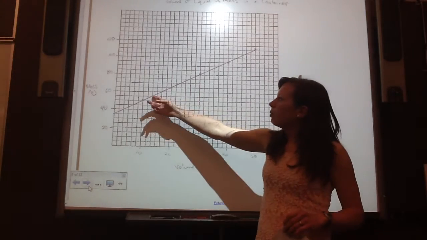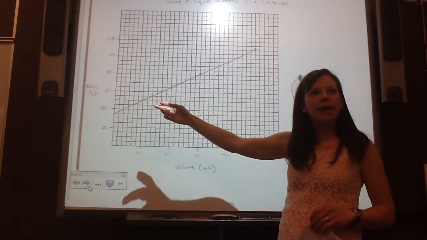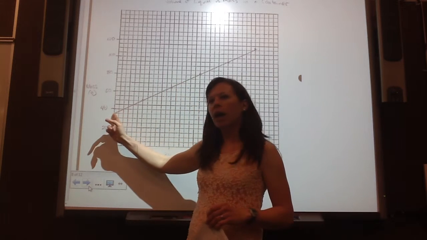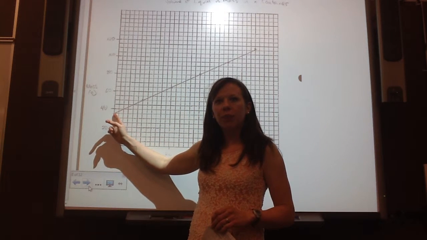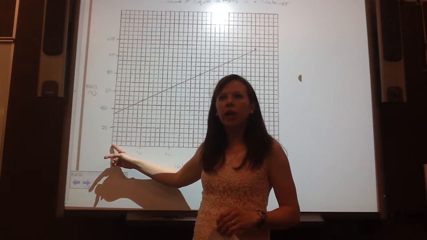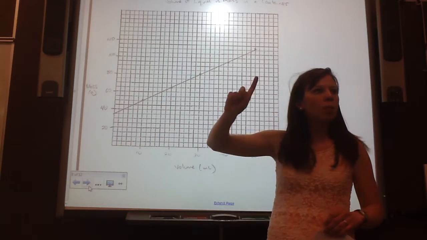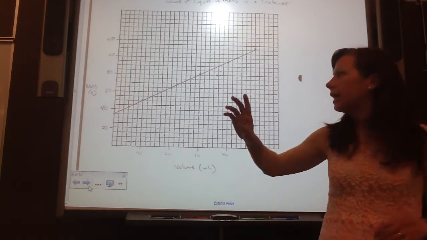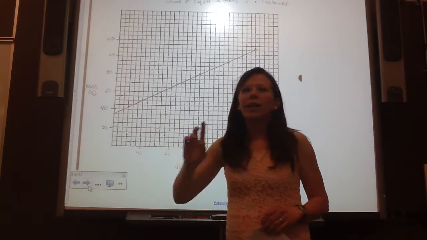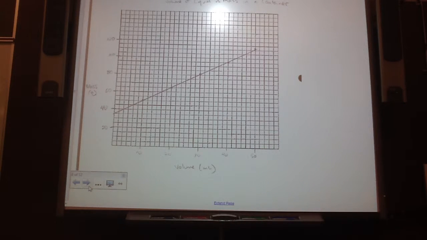Now look, I have my plot. It is a very straight line. I can go through all of my data points, but look where it ends up. It doesn't need to go through down here. I lined up my ruler so that it would go through as many points as possible, but it ended up over here.